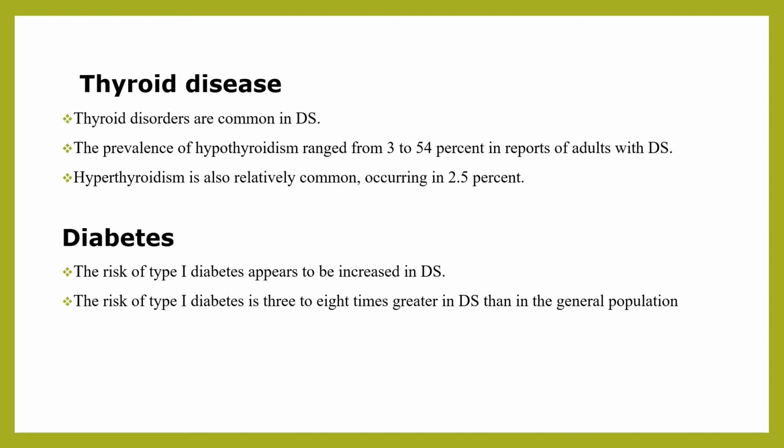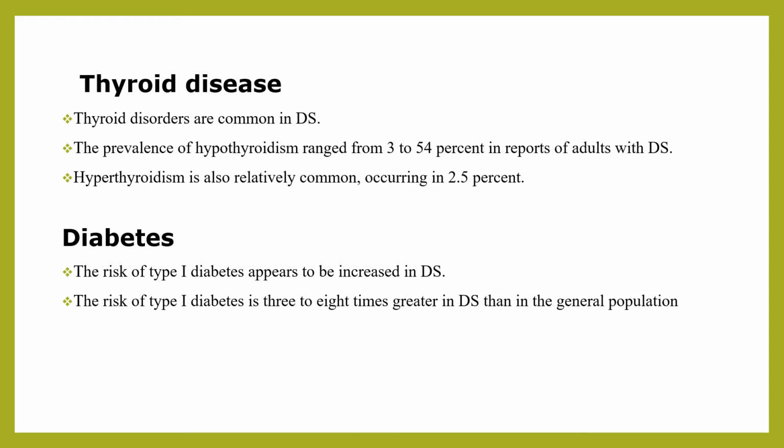The other is endocrine disorders. Endocrine abnormalities in Down syndrome include thyroid dysfunction and type 1 diabetes mellitus. Thyroid disorders are common in Down syndrome, and the prevalence varies depending upon the population studied and also the age of testing. The prevalence of hypothyroidism ranges from 3 to 54% in a study done on adults with Down syndrome. Hyperthyroidism is also relatively common, occurring in around 2.5% of adults.